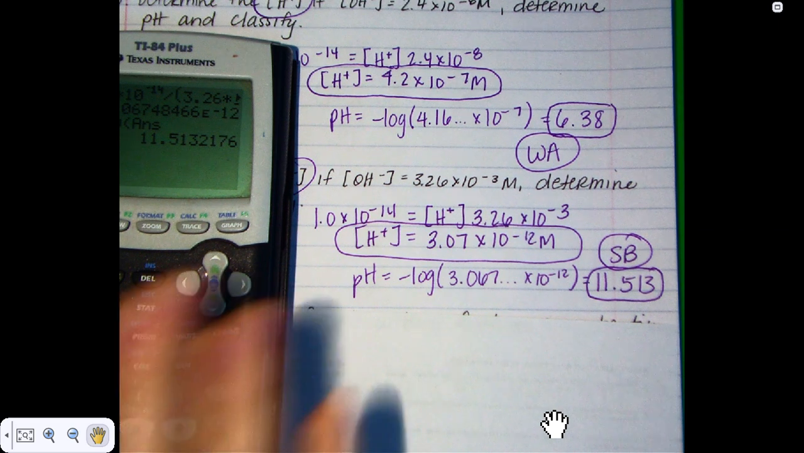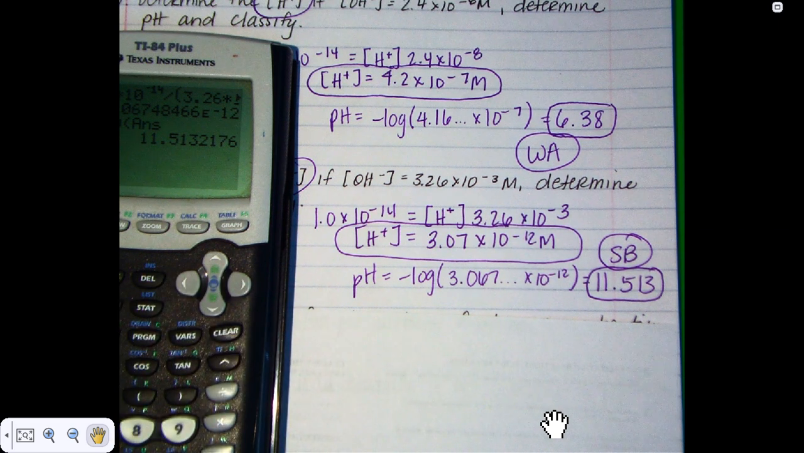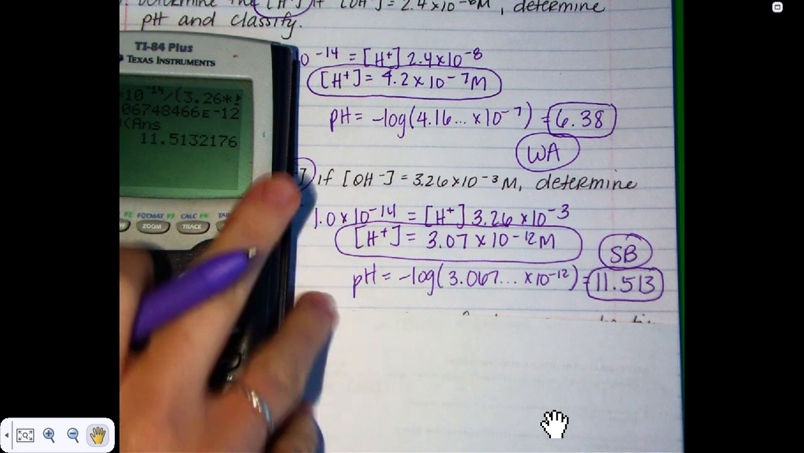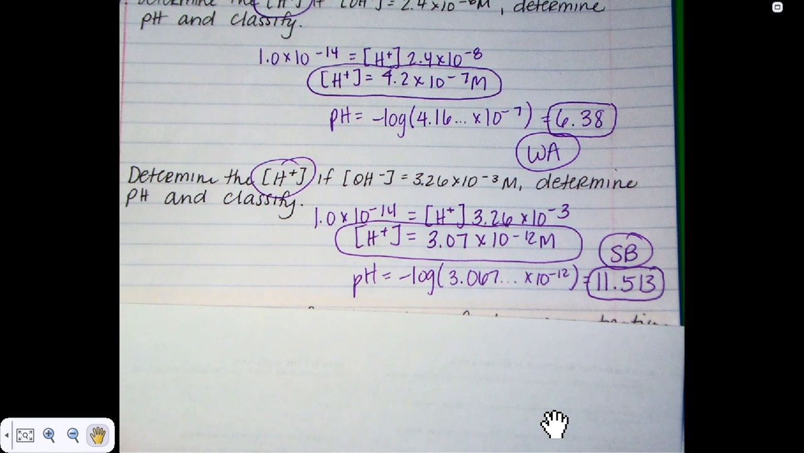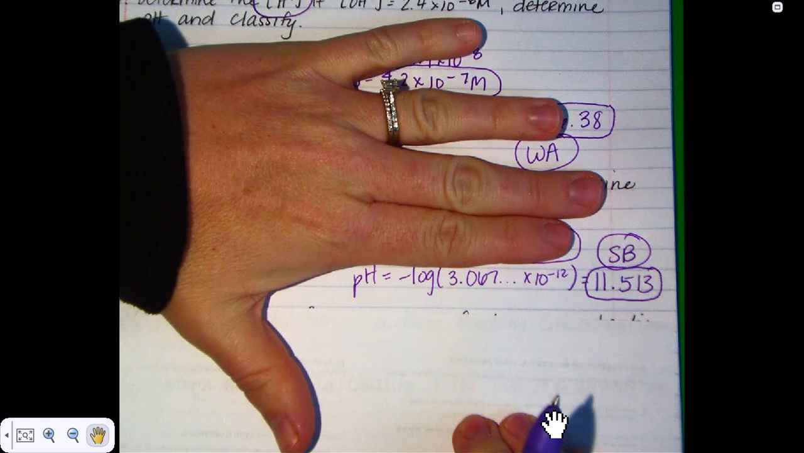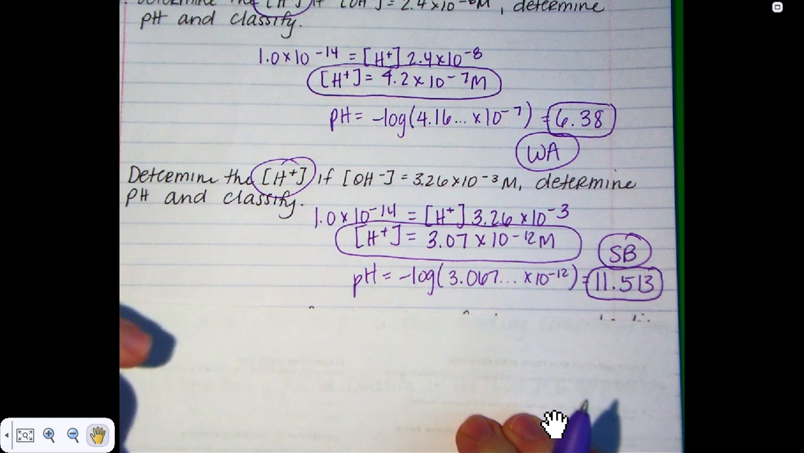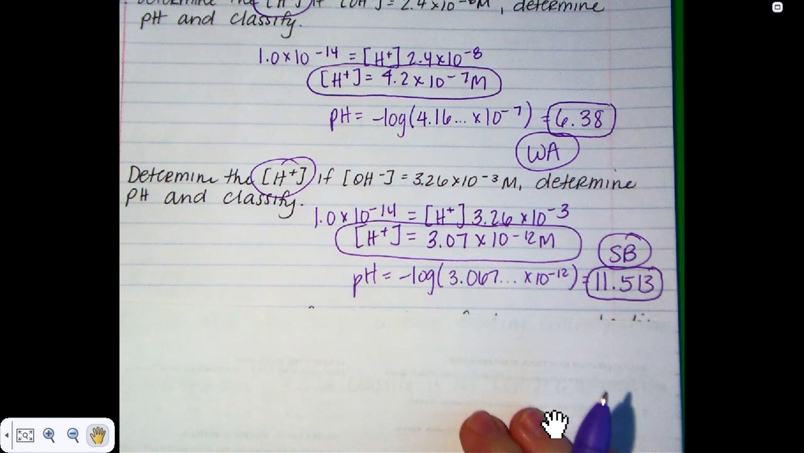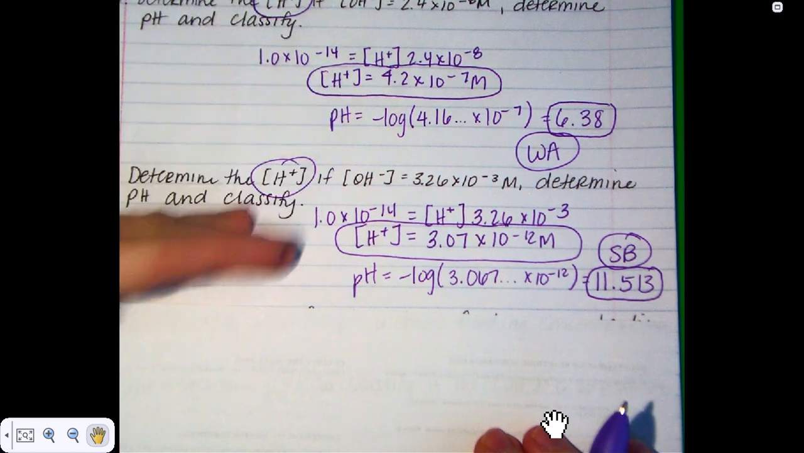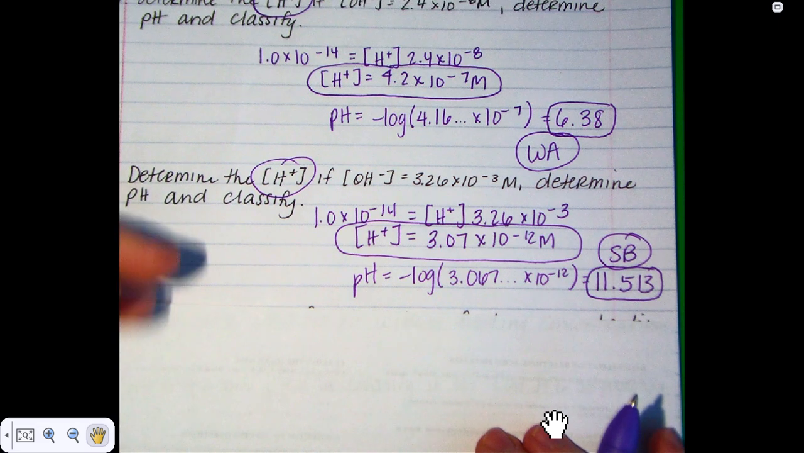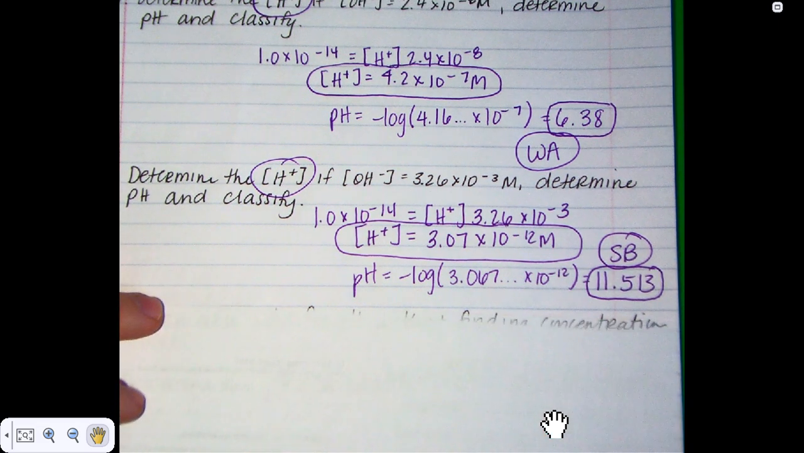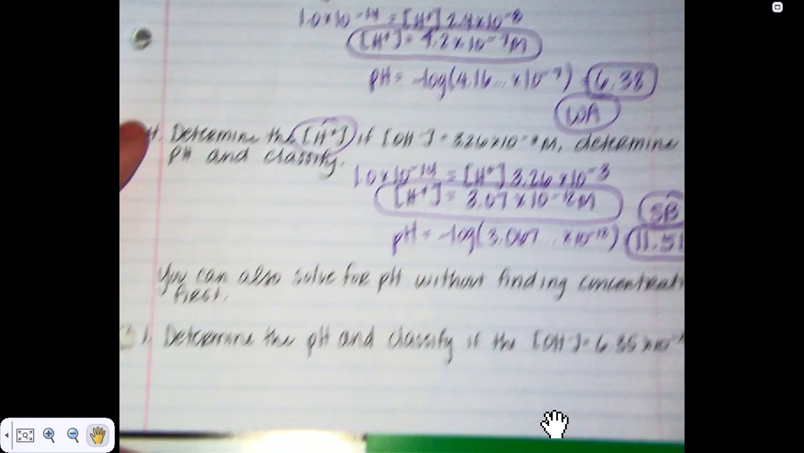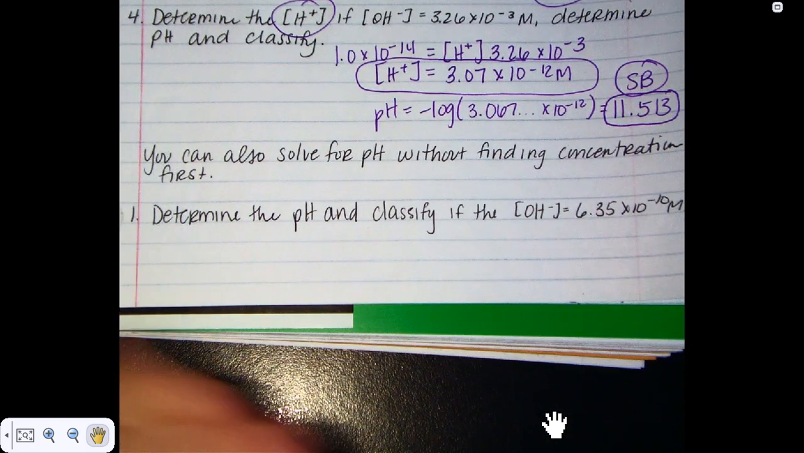All right. So that's the process if you're asked to find concentration as well as pH. You can also just be asked to find pH without having to find concentration first. So it takes this KW section out, and you're only going to have to do the negative log part. Now, some people prefer just to do it the same way every time and work their way through the KW. That's fine if you fall into that category. But I am going to show you how to do it without doing concentration. So you can also solve for pH without finding concentration first.